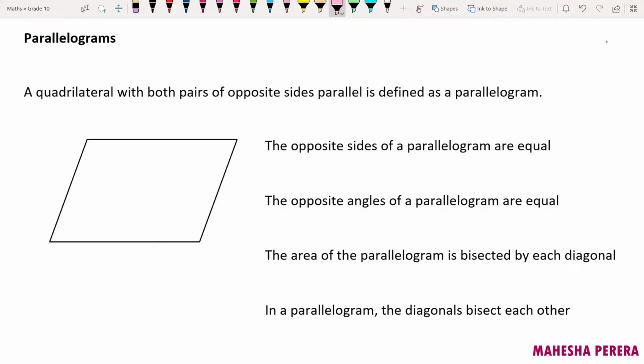In this video, I'm going to discuss answers for questions related to parallelograms. Before everything, we need to understand what a parallelogram is and the properties of a parallelogram.